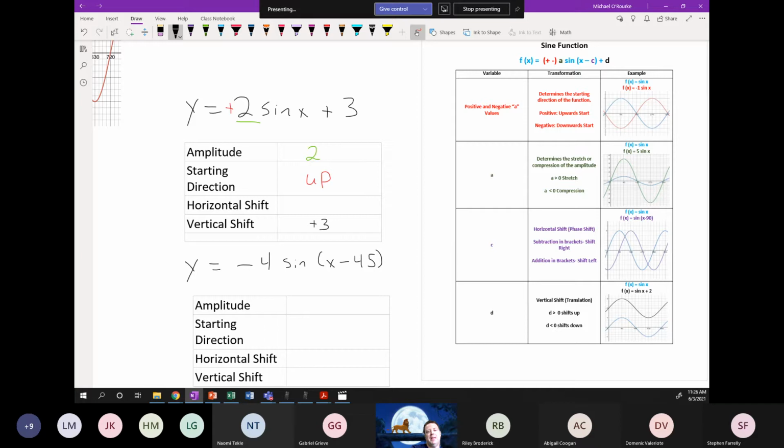Okay. Press D in chat if you're all done doing the amplitude, starting direction, horizontal shift, and vertical shift of these.